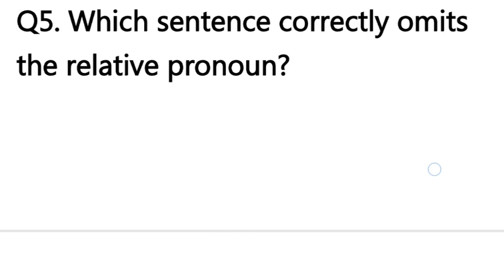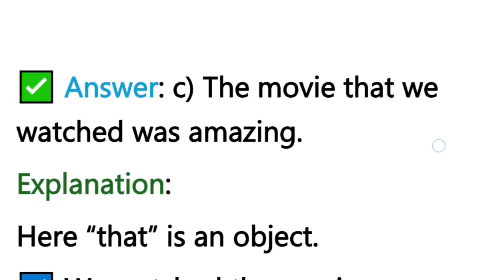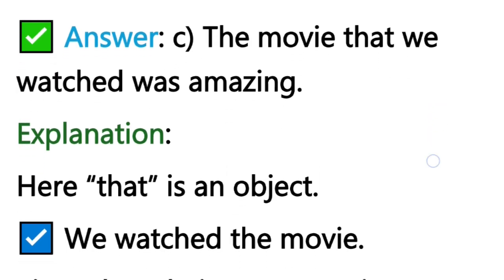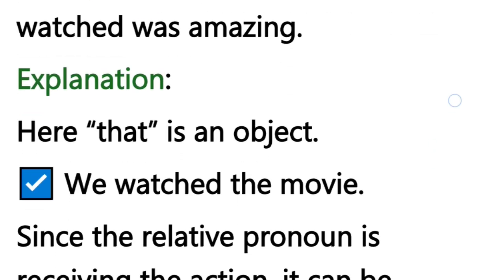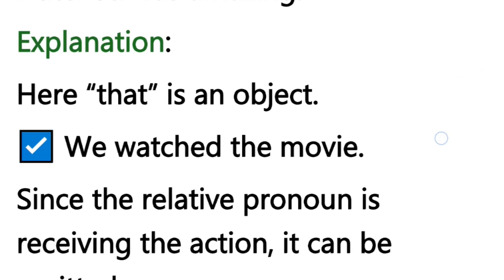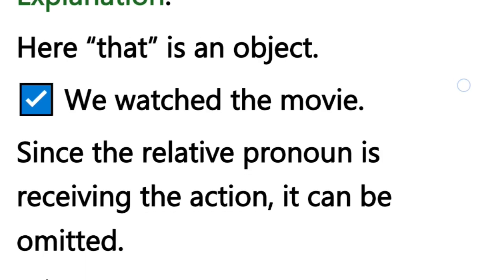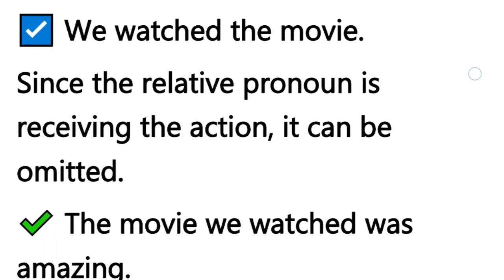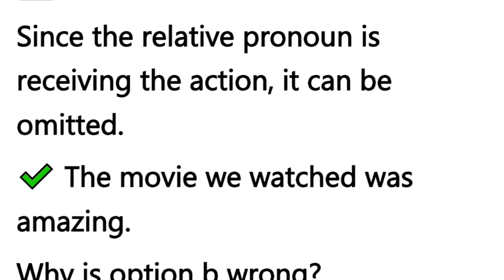Question 5. Which sentence correctly omits the relative pronoun? Answer will be option C. The movie that we watched was amazing. Here that is an object. So we watched the movie. The movie that we watched was amazing. Since the relative pronoun is receiving the action, it can be omitted. The movie we watched was amazing.